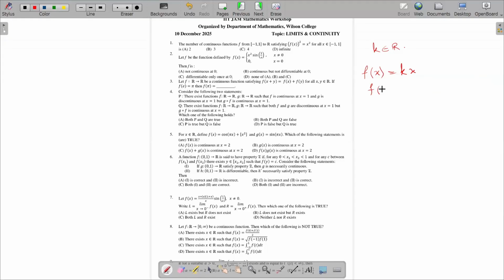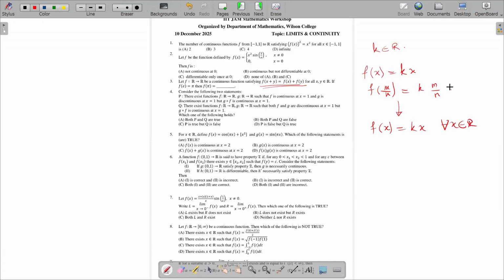Correct. So you can go up to rationals, like you can prove that f of m by n is some constant times m upon n. You can prove that by actually using this. Now, from rationals to reals, if I want to shift, ultimately I want to show fx is k times x for all x in R.